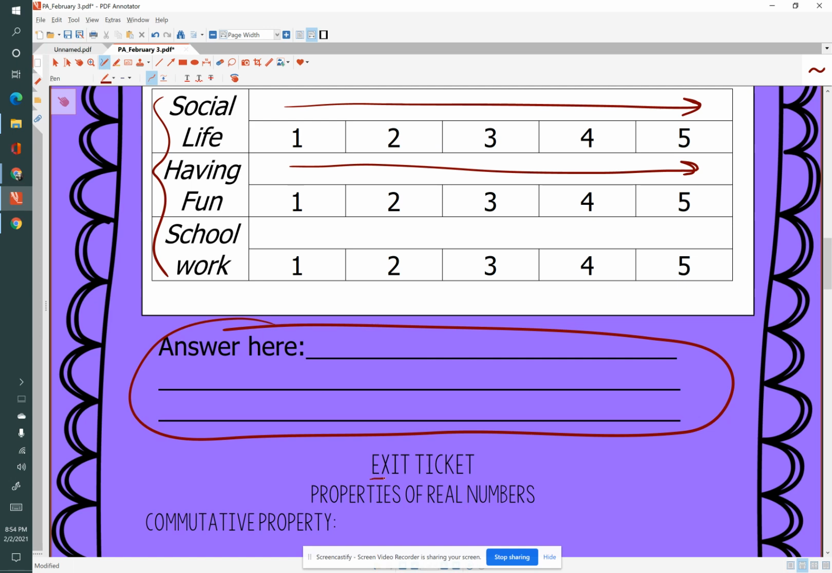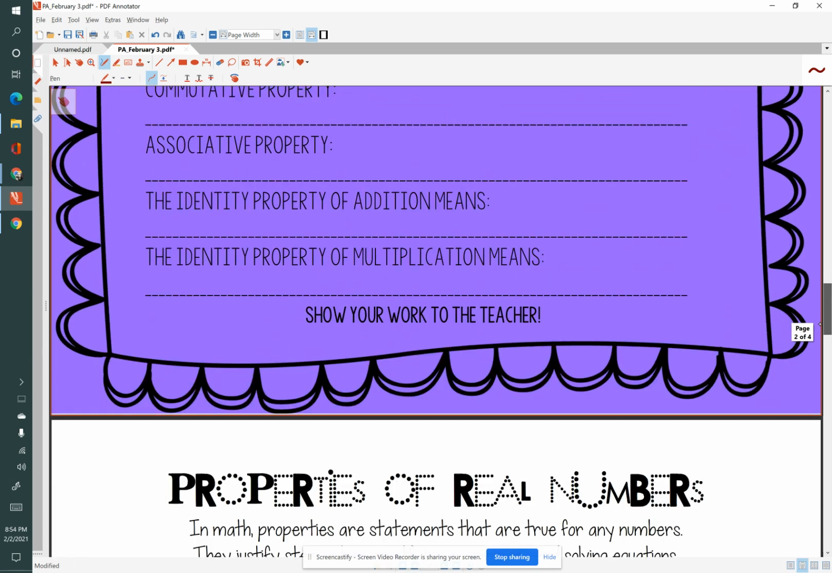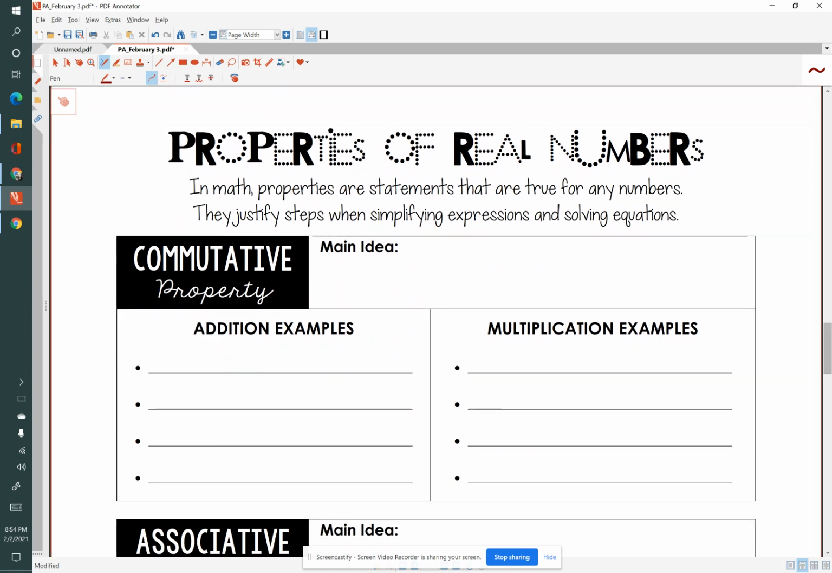Here is our exit ticket on the properties of real numbers, and we'll get back to that. So for now, let's get started on our lesson. So properties of real numbers. In math, properties are statements that are true for any of the type of number, in this case, real numbers. These properties justify steps when simplifying expressions and solving equations.